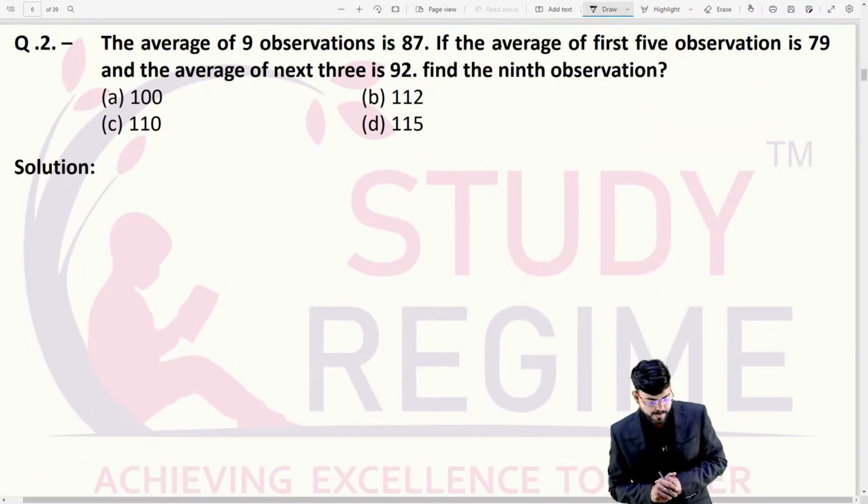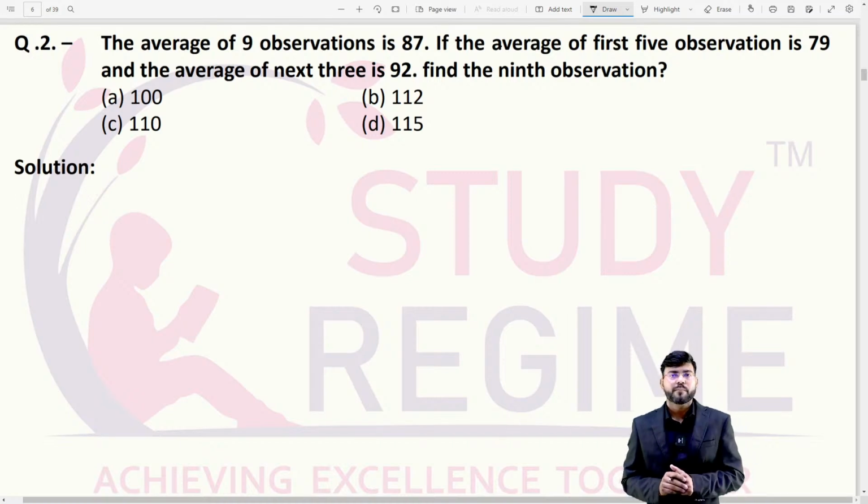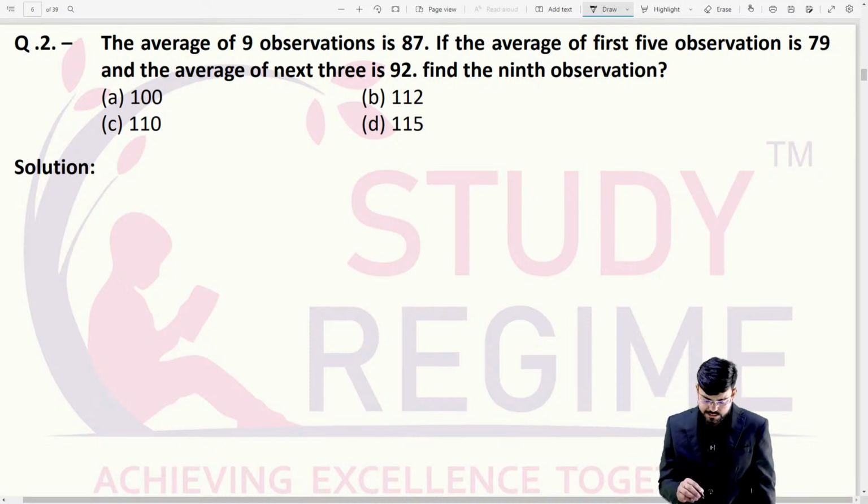This is a very good question, a very important question. I will try to solve it with a different approach, and I will tell you why. First read the question properly. What is given in the question? The average of 9 observations is 87. So that means there are a total of 9 observations, and the average of these observations is 87.